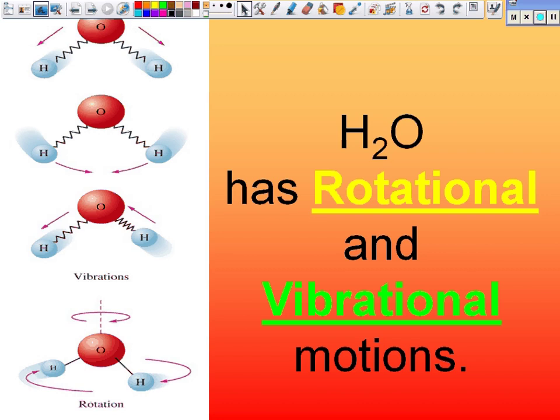It's kind of like if you took a big slinky. You can make a slinky go in all kinds of different directions, right? You can make it go up and down. You can make it go side to side. You can create waves and all of these things.